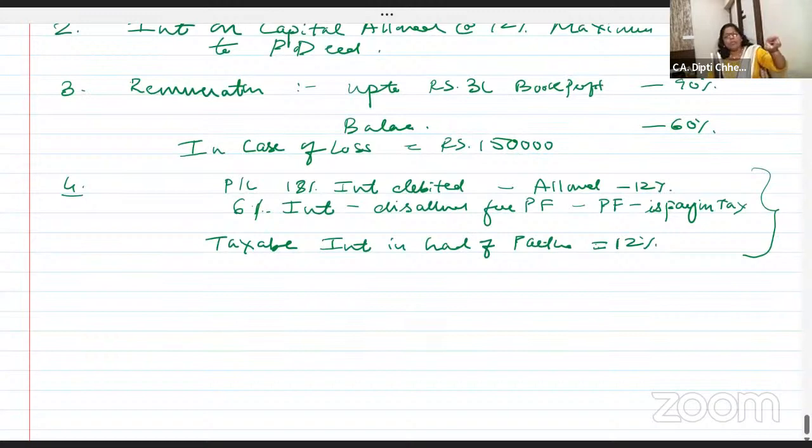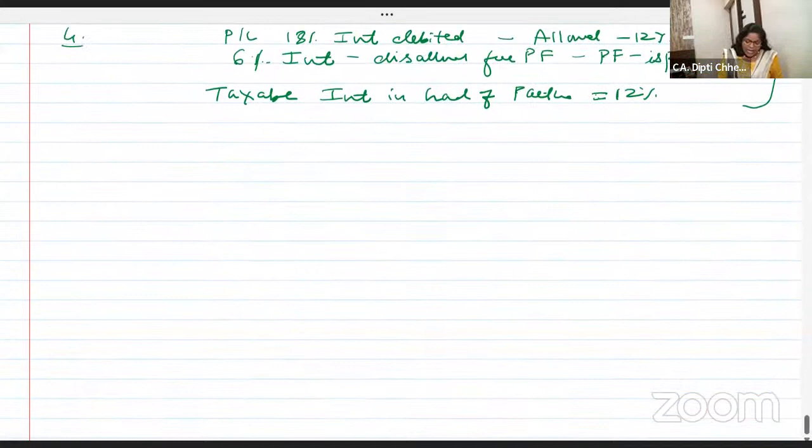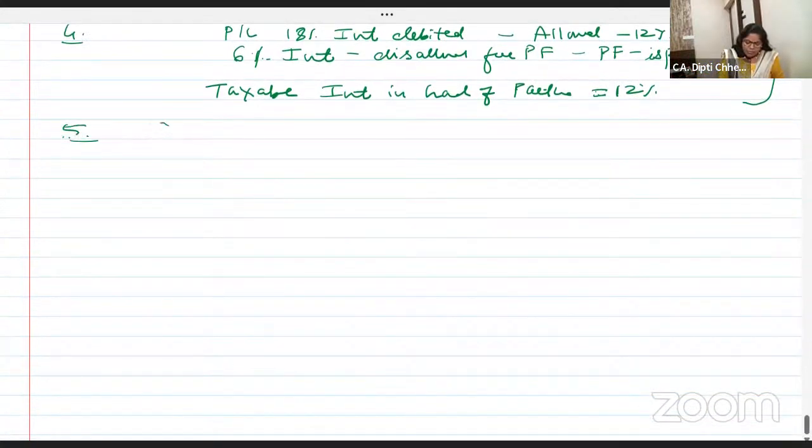Partnership firm, you paid 18% interest and you debited in P&L. How much is allowed? 12%. 6% is disallowed in the hands of the firm. फर्म के हाथ में ही एडबैक हो गया, फर्म ने ही टैक्स पे कर दिया 6% पे. पार्टनर के हाथ में कितना टैक्सेबल होगा? Only 12%.